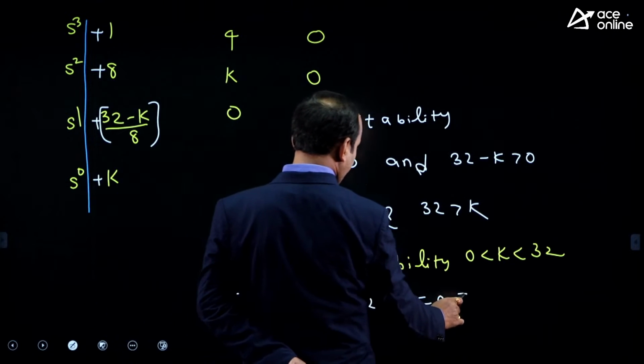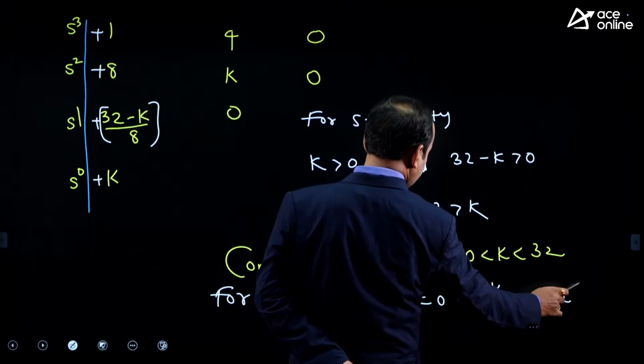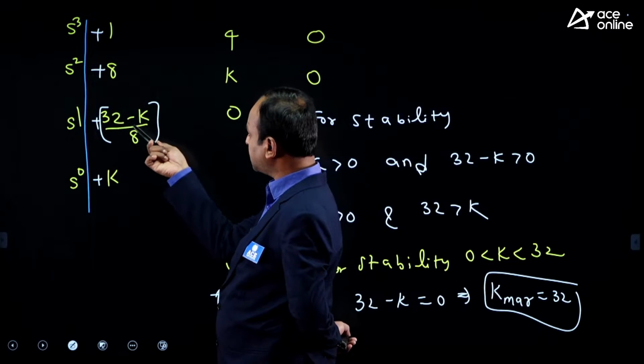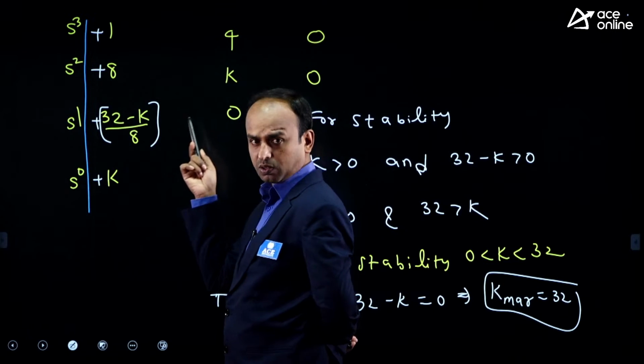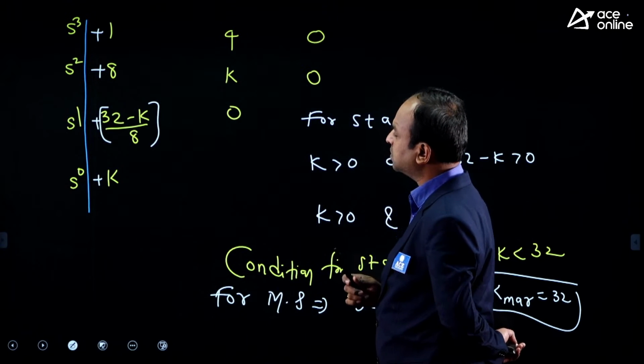So the marginal value of k equals 32. It is the second answer. From the options, if you substitute, 32 minus 32 is 0, one complete row is 0, that is the odd number row. Then we can say that it is a marginally stable system.